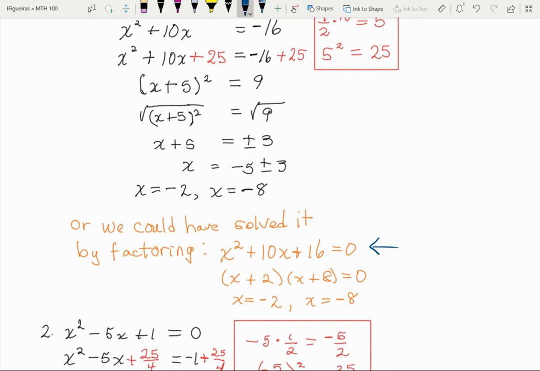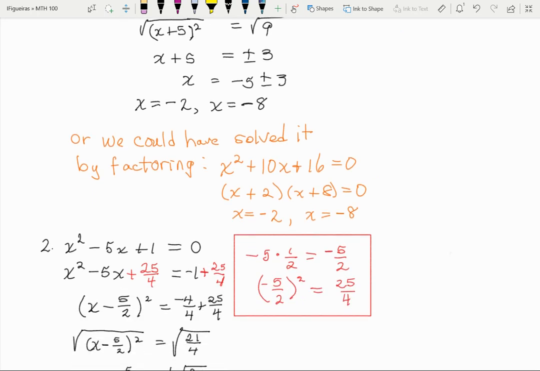When we go to factor it, we're looking for two numbers that multiply together to give us 16, but when you add them, you get 10. So x plus 2 and x plus 8 works. And we get the same two solutions we did with the previous method. x is equal to negative 2 and x is equal to negative 8. All right, so let's move on.